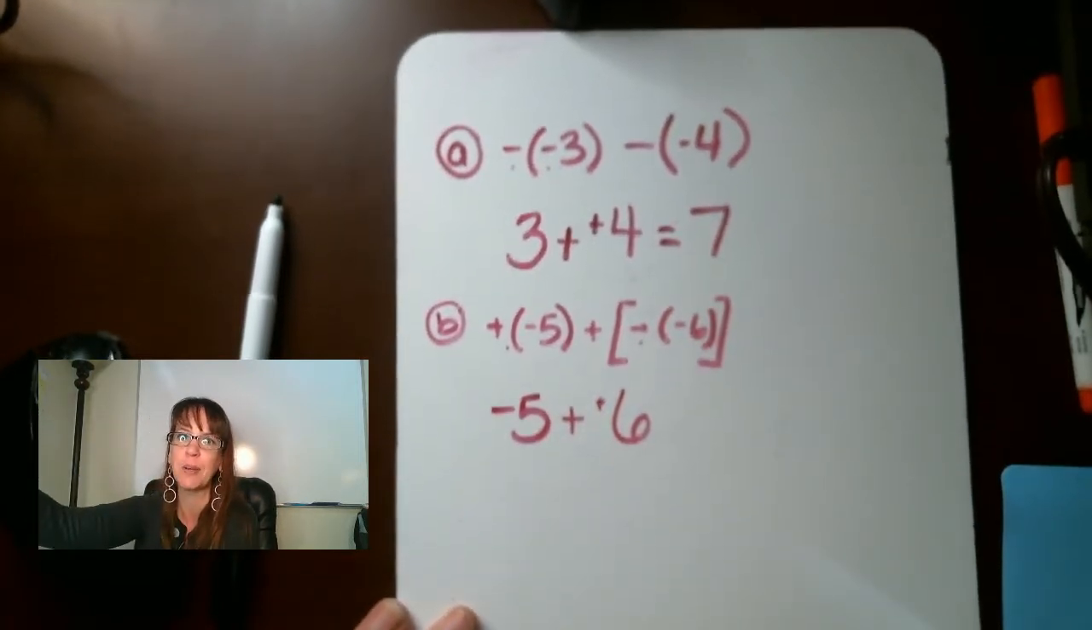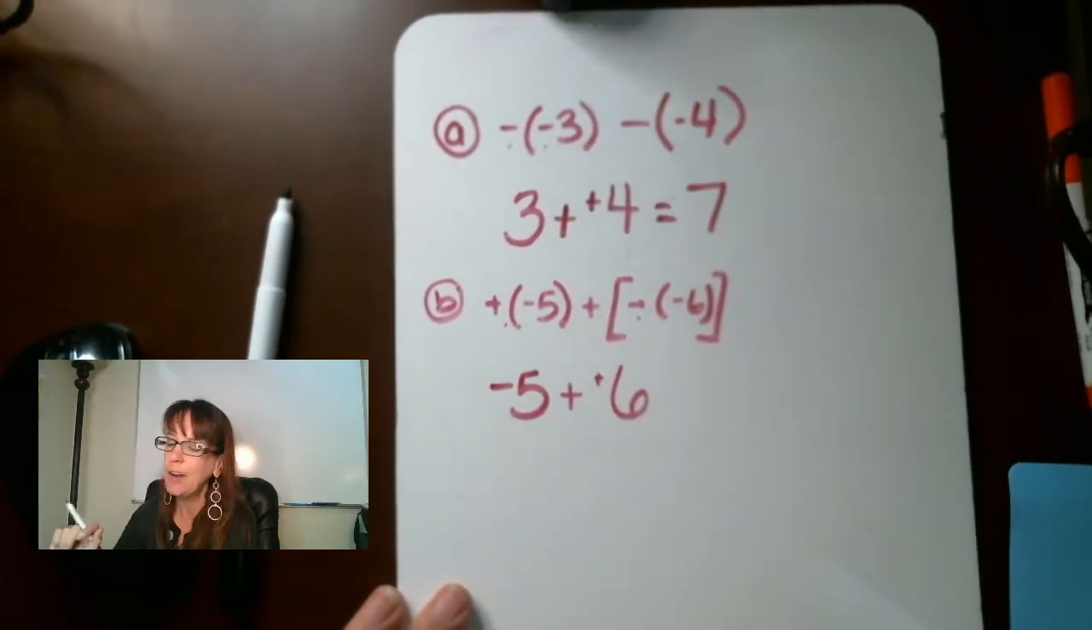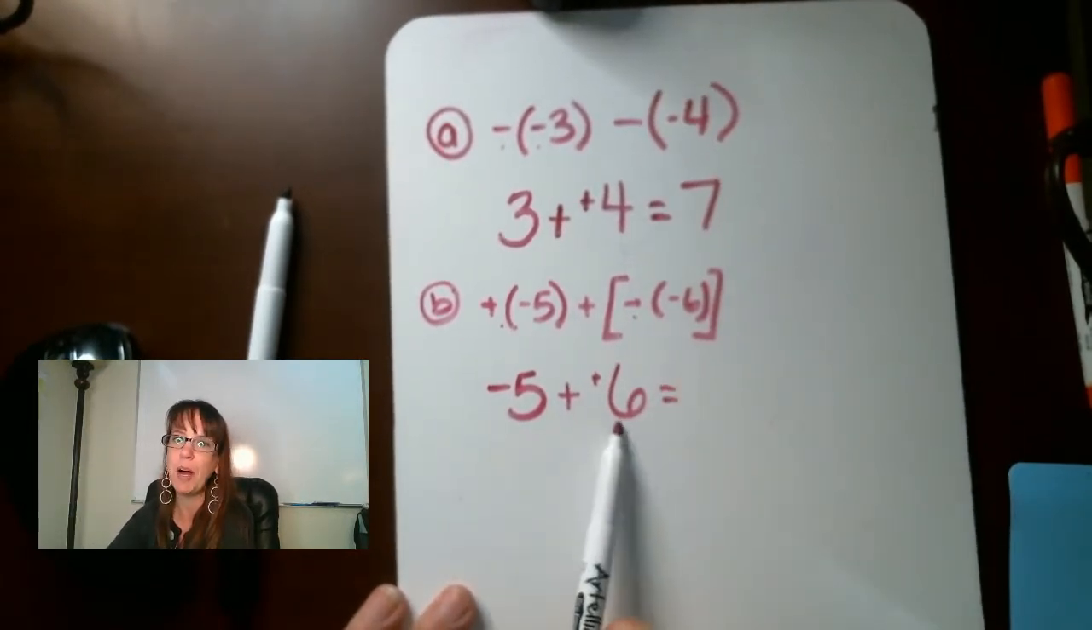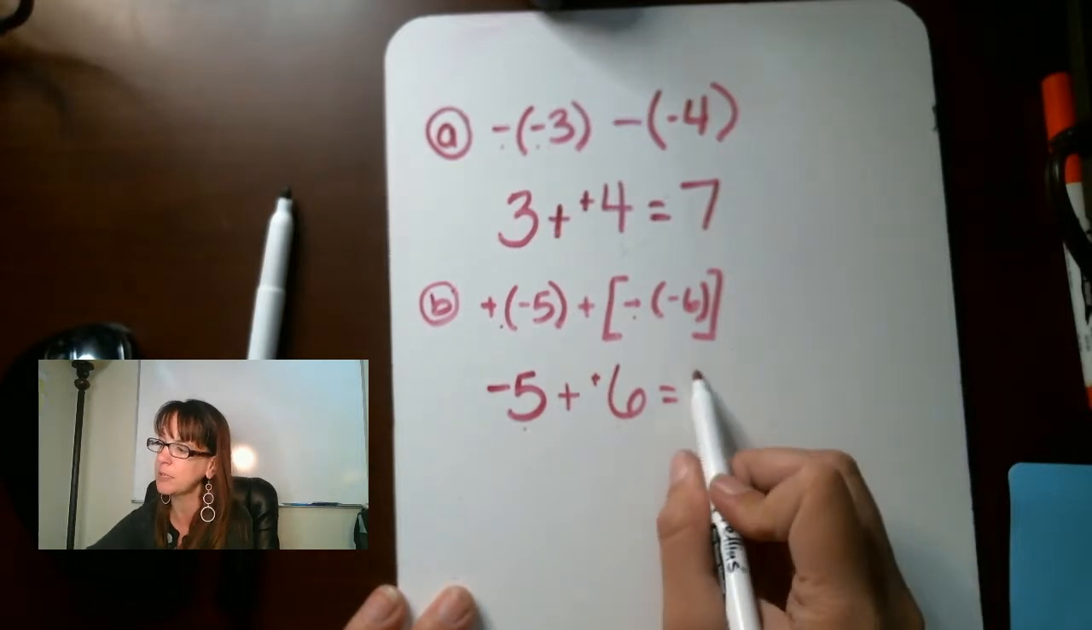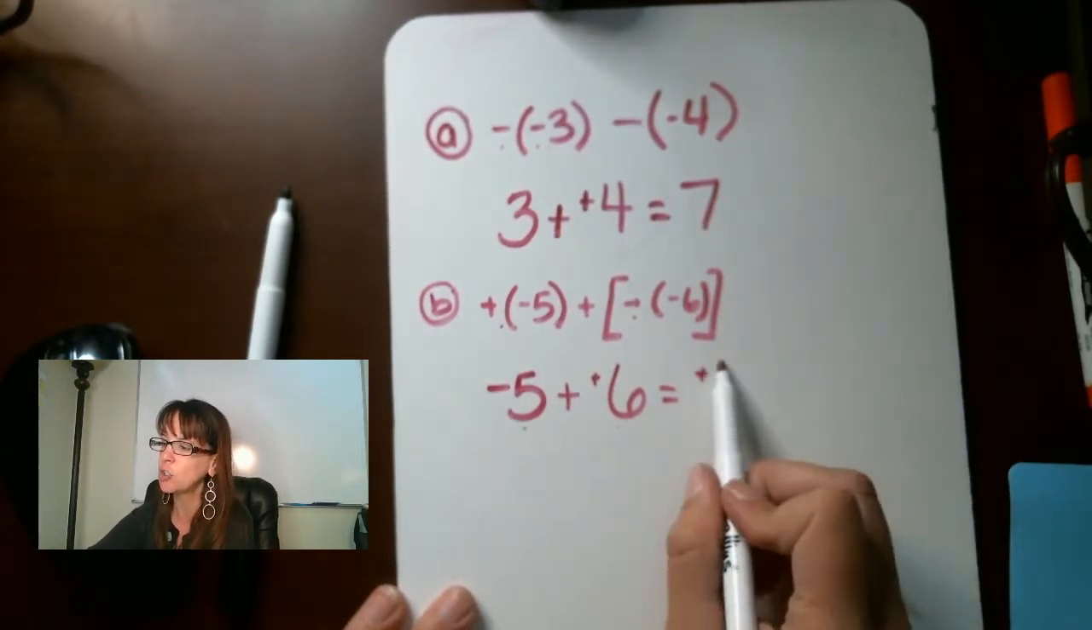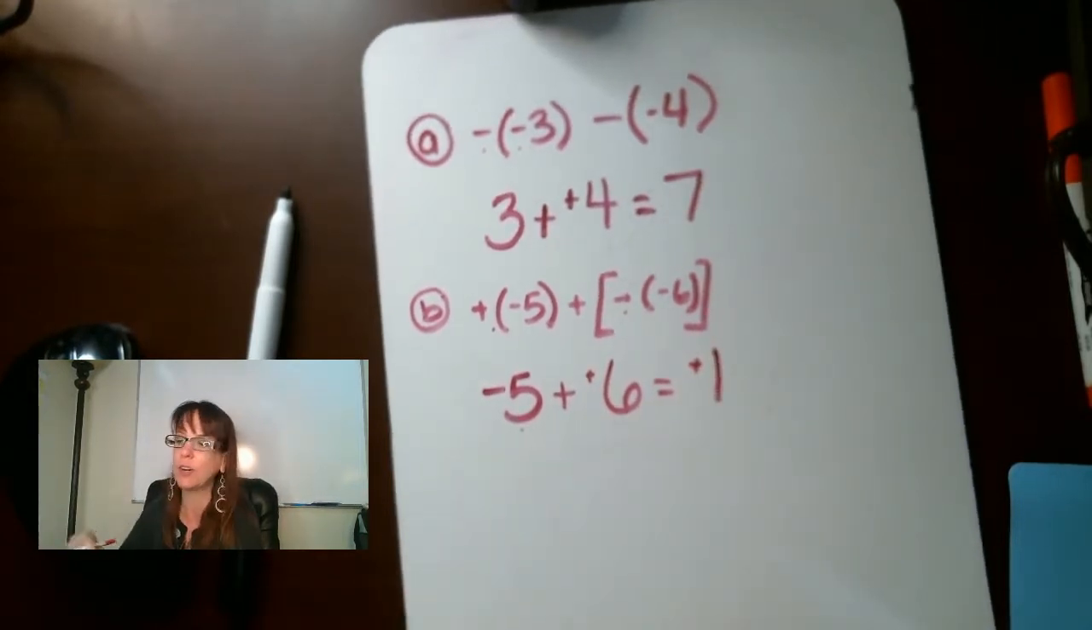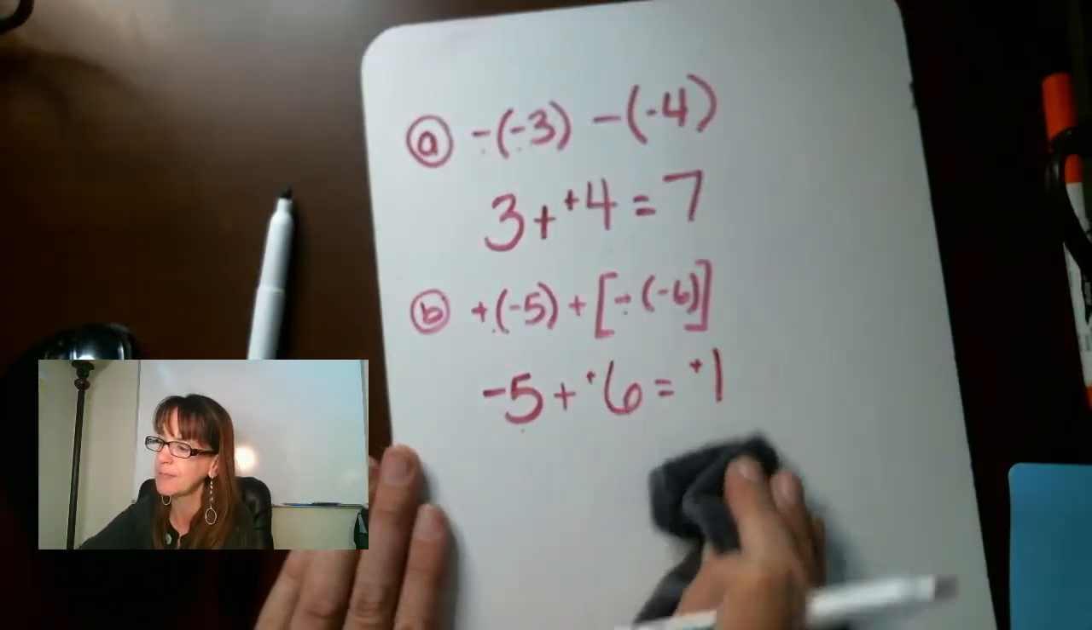Okay, so we look at this and we see that our positive team is larger than our negative team. So that means our answer is going to be positive, and it's larger by 1. There's one more player on that team than there is on the other. All right, so that was B.